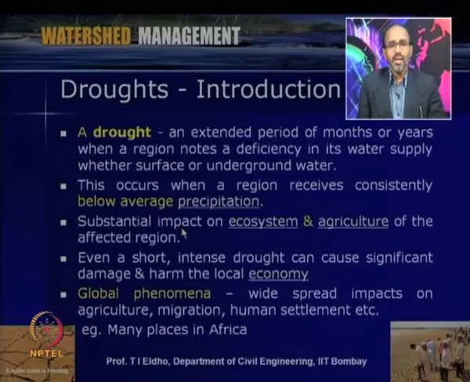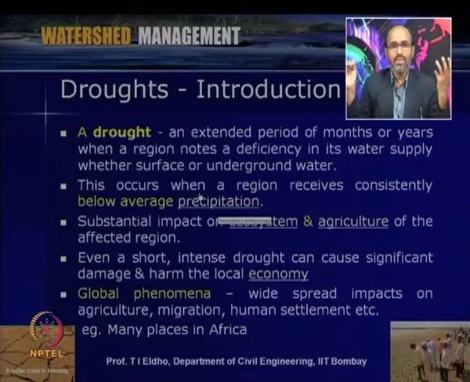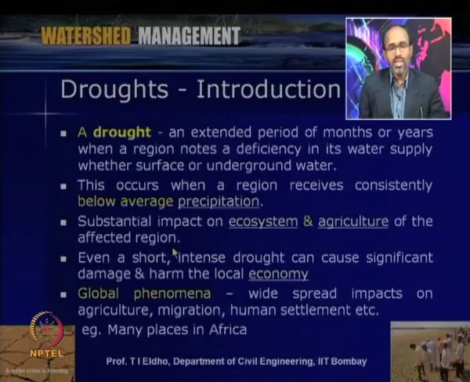When we look at the drought situation in many countries or many locations, we can see that there is substantial impact of drought on the ecosystem, agriculture, human beings, flora and fauna. In the affected region there is no sufficient water, either surface water or groundwater. That is a major issue. Even a short intense drought can cause significant damage and harm the local economy.